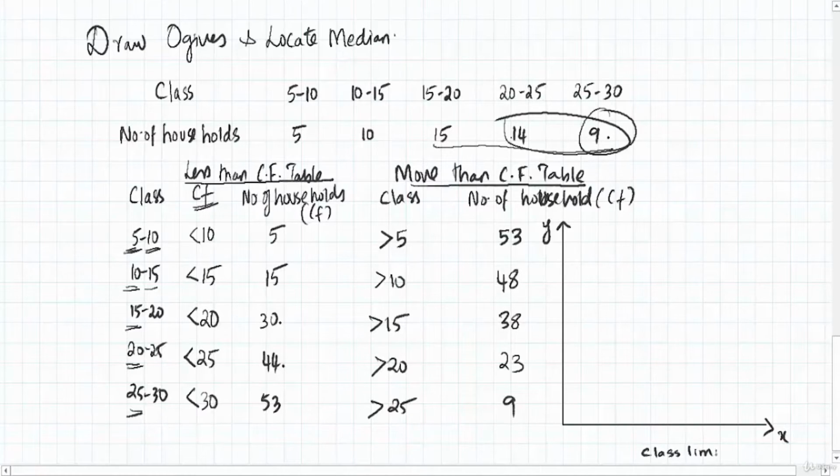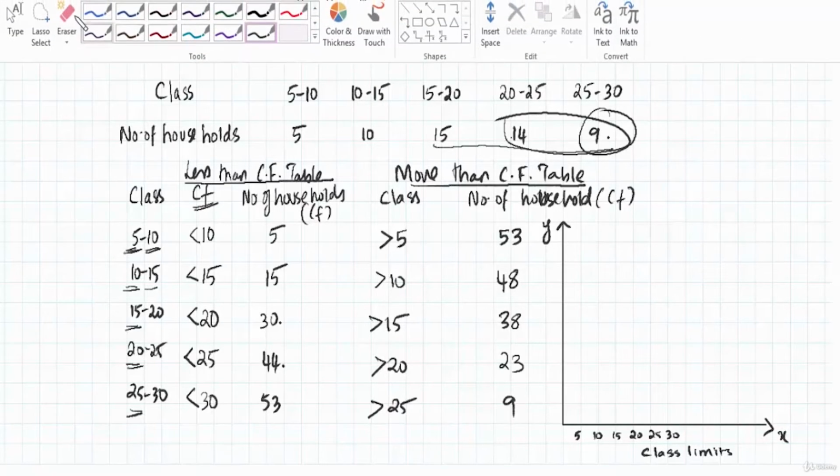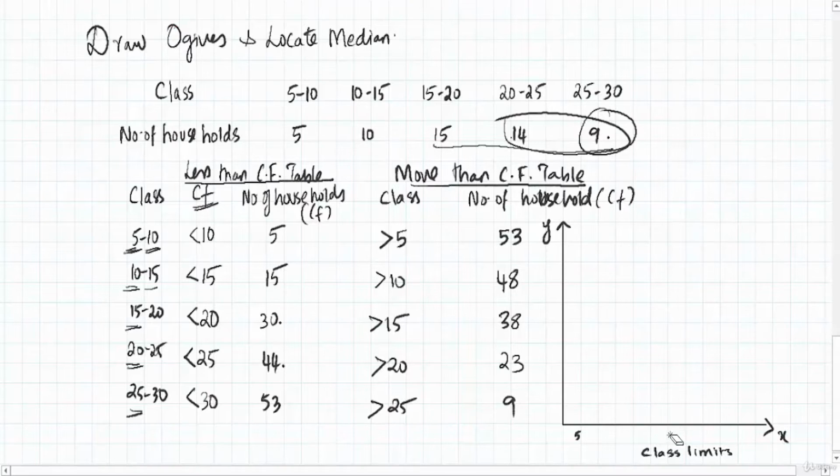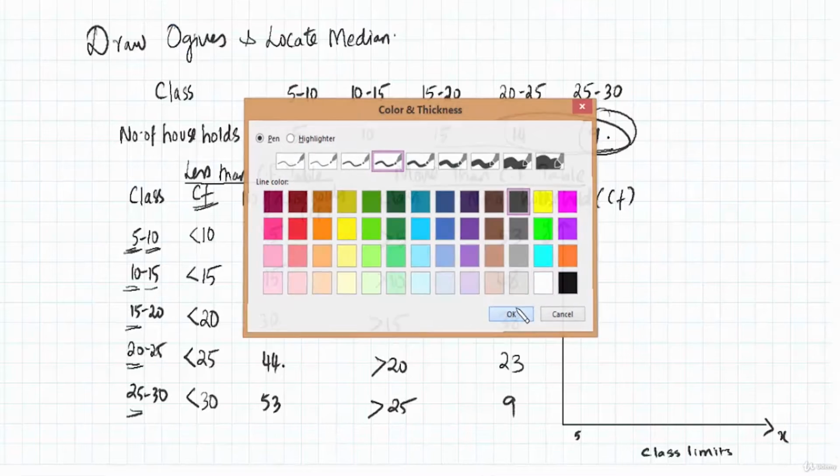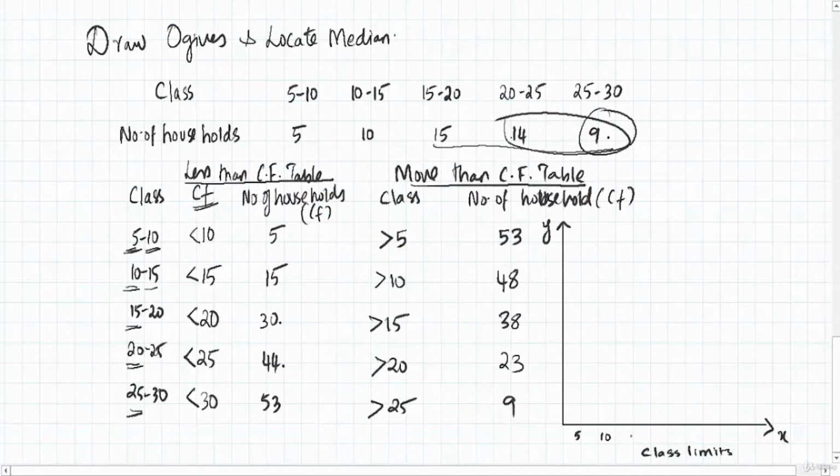So what are our class limits? Our class limits range from 5 to 30. So we can write 5, 10, 15, 20, 25, 30. It is too short. Let me make it a little broader. So I am changing that. So it is 5, 10, 15, 20, 25 and 30, and this should be fine.